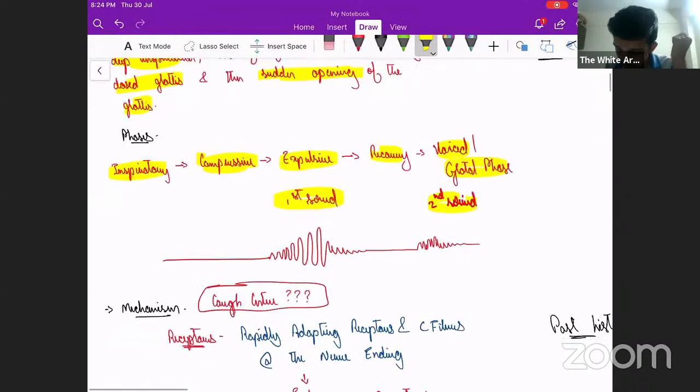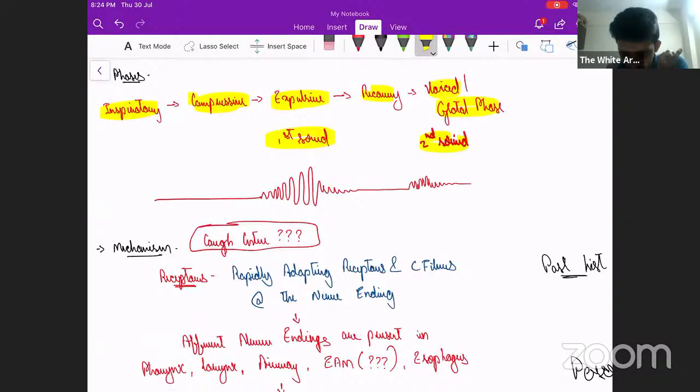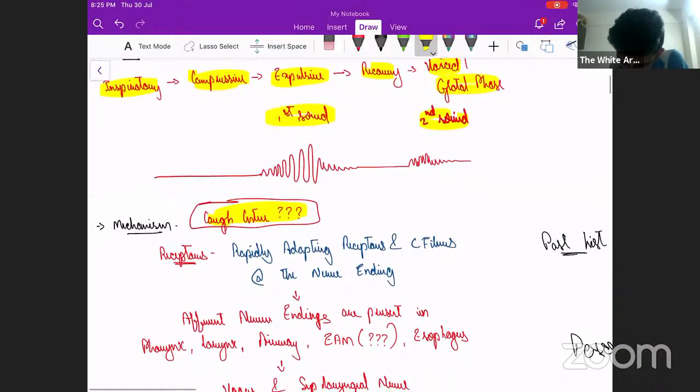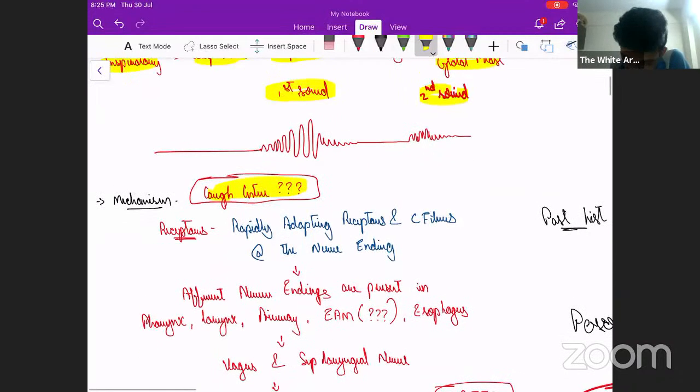So next, coming to the mechanism. What do you guys think is the cough center in the brain? What do we refer to as the cough center in the brain? Anyone? Medulla, it's in the brainstem. So what is it? Okay, let's see what it is.